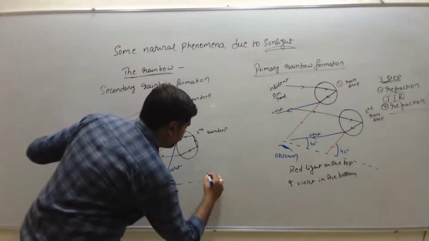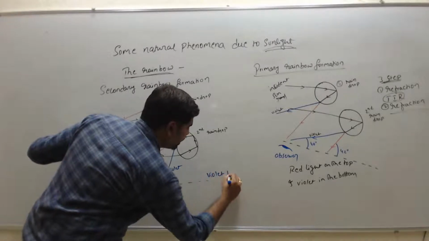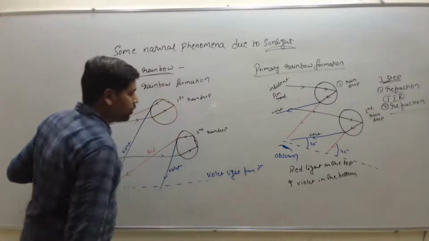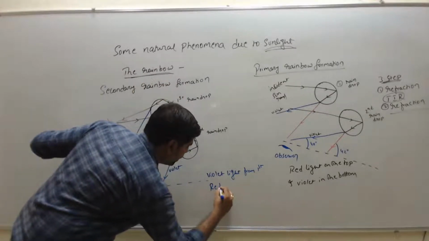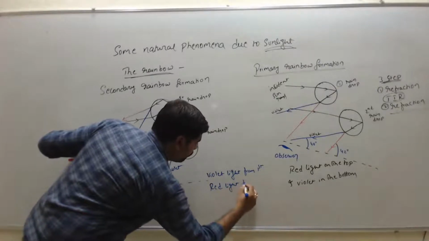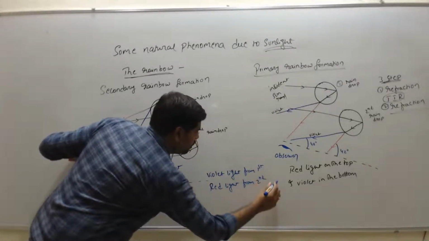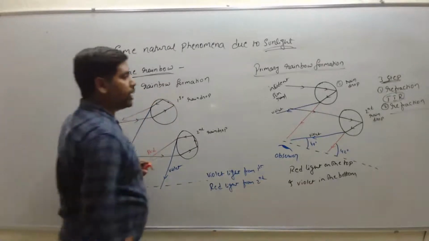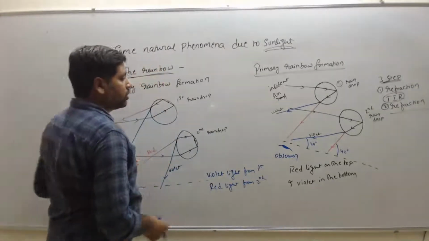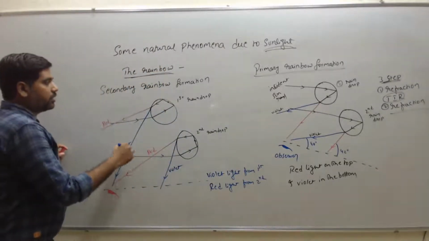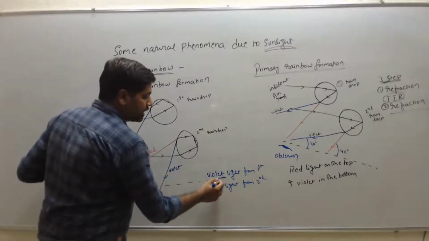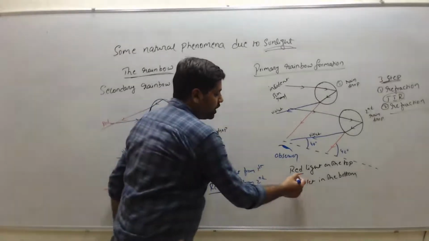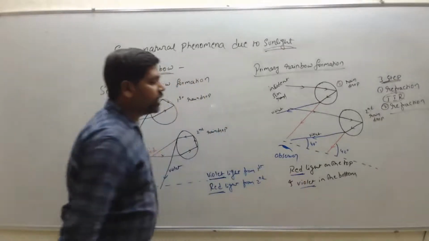That is violet light from the first raindrop and red light from the second raindrop. So here, if you observe the secondary rainbow compared with the primary rainbow, in the secondary rainbow we have violet light at the top and red light at the bottom. But in the primary, we have red light at the top and violet light at the bottom.